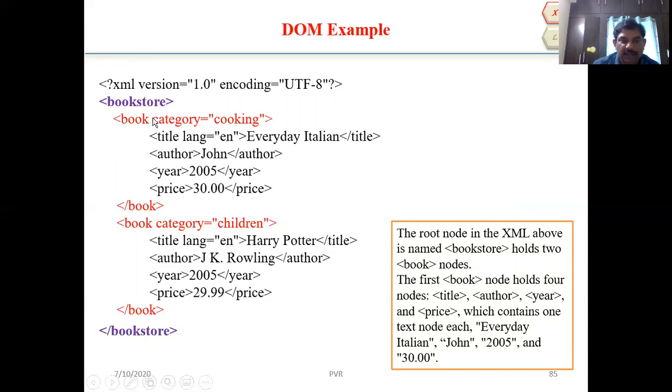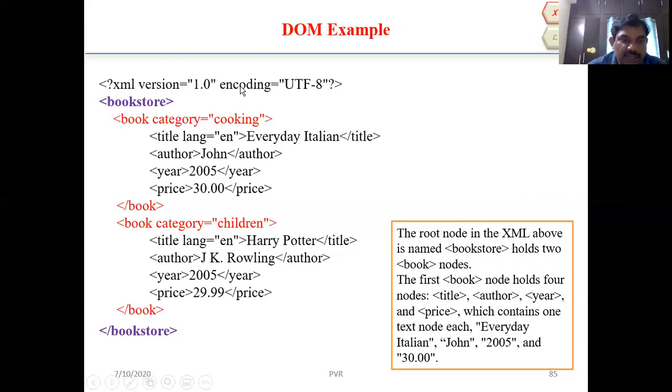Here, see, one child: book category equal to cooking. This is one child. Book category equal to children is another child. Here, see, the book node holds 4 nodes. The child has 4 nodes: title, author, year, and price, which contain text in each node: Everyday Italian, Giada, 2005, and 30 rupees.